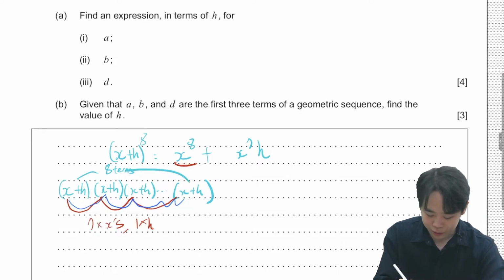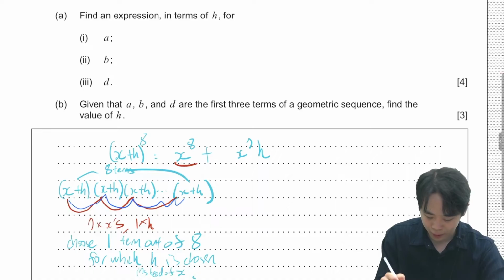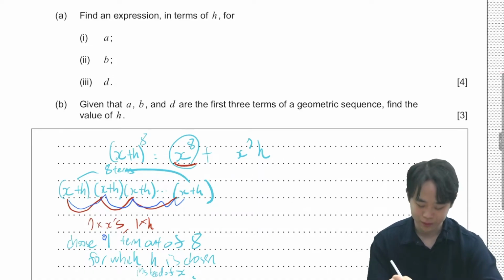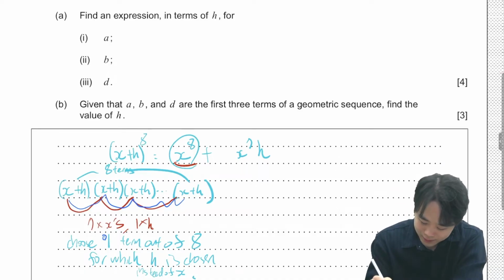And we need to choose 1 term out of 8 for which h is chosen instead of x. Earlier, it wasn't 1, it was 0. We chose 0 terms out of 8 for which h is chosen. This time we have 1. So x to the power of 7 times h has 8 choose 1.